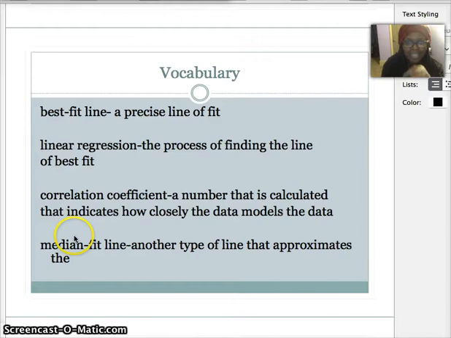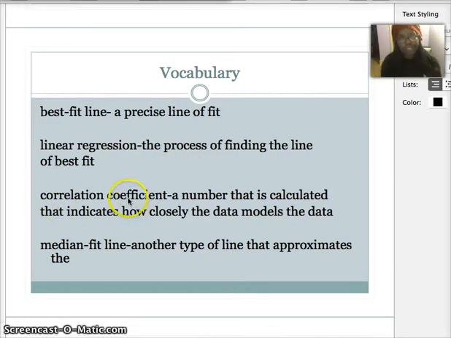The best fit line. Now, you guys were approximating linear equations when you had a set of data in a scatter plot. Now a computer or a calculator can give you a more precise line that is called the best fit line. The way of that happening is a process called linear regression, the process of finding that line.